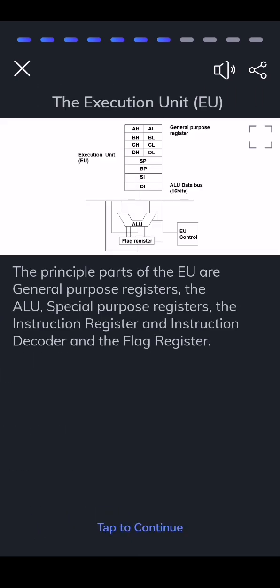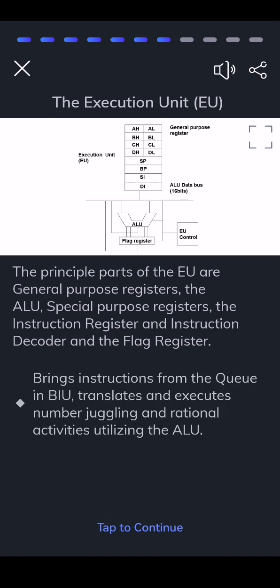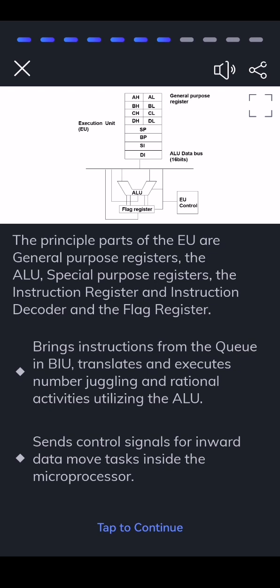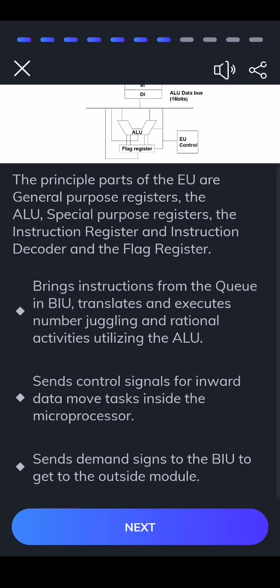The main parts of the EU are general-purpose registers, the ALU, special-purpose registers, the instruction register and instruction decoder, and the flag register. It fetches instructions from the queue in BIU, decodes and executes arithmetic and logical operations using the ALU. It sends control signals for internal data transfer operations within the microprocessor. It sends request signals to the BIU to access the external module.